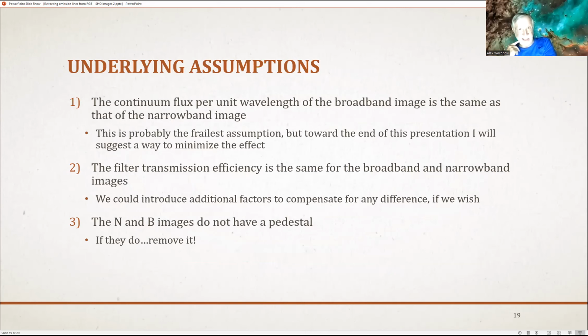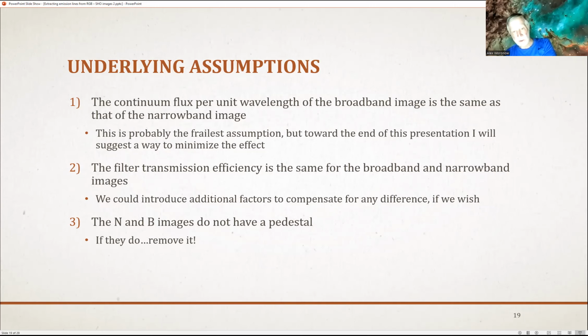Anyway, the underlying assumption for these equations I just presented, which are easily solved, is that the continuum flux per unit wavelength of the broadband image is the same as that same continuum flux in the narrowband image. If you remember back several slides where I showed the emission spectrum of a nebula and pointed out the continuum, it was fairly flat. And so over a 100 versus a 10 nanometer section, the broadband versus narrowband, that assumption is probably fairly good. Not perfect, but probably closer than we would intuitively expect, perhaps.